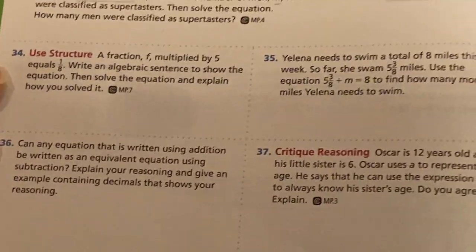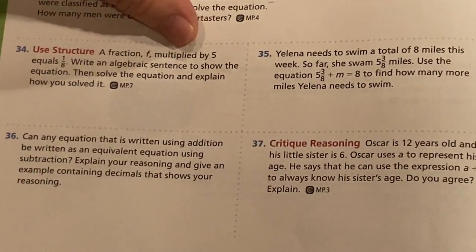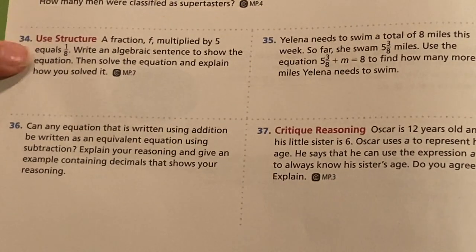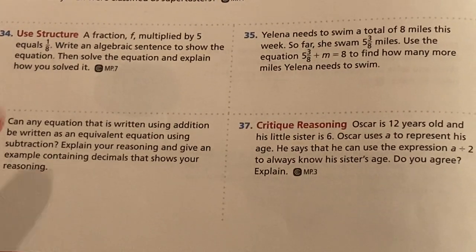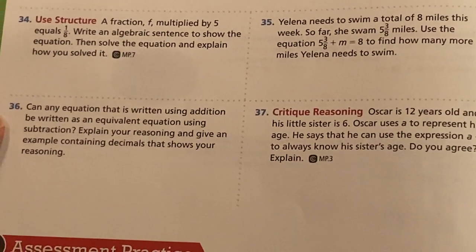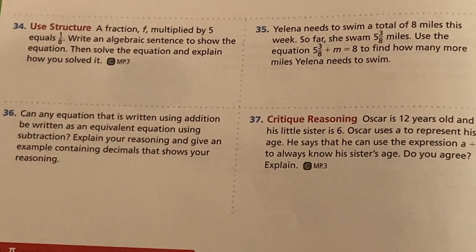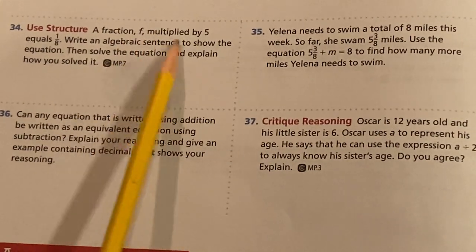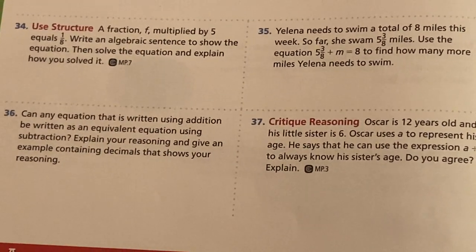Now, number 34. A fraction, represented by f, multiplied by 5 equals 1/8. Write an algebraic sentence to show the equation, then solve it and explain how you solved it. So read it carefully, set it up, and solve it.